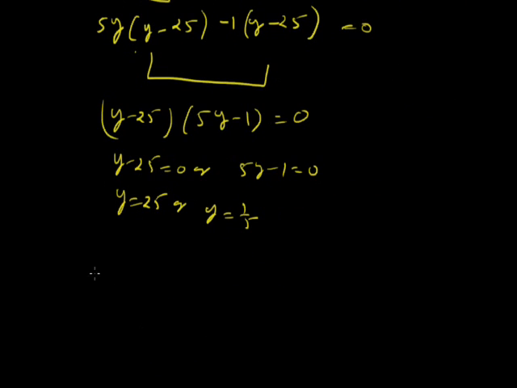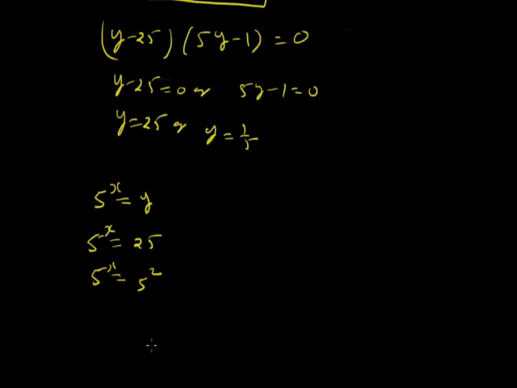लेकिन हमने अज्यूम किया था 5 raised to the power x equals y. So let's say if I put 5 to the power x equals 25. So 25 को लिख सकते हैं 5 का स्क्वायर. So the value of x is equal to 2.